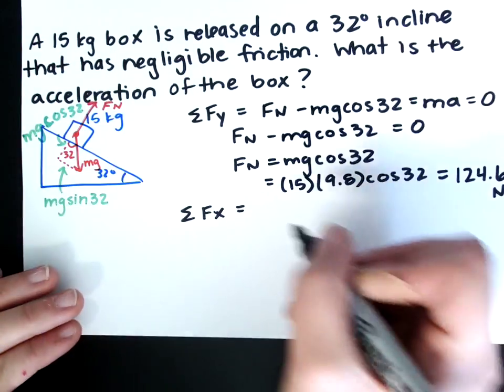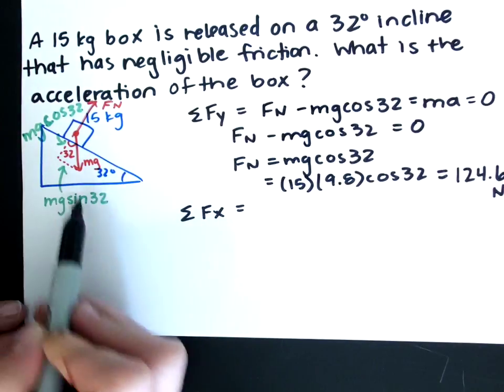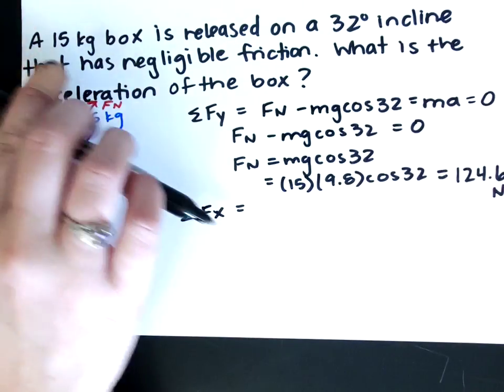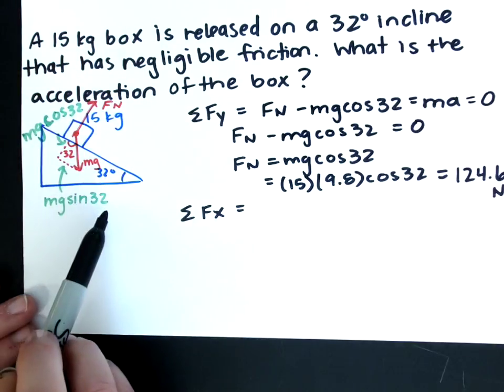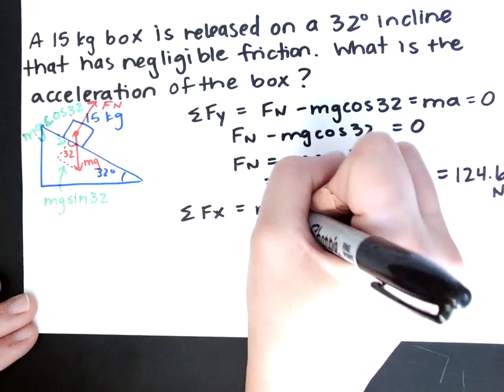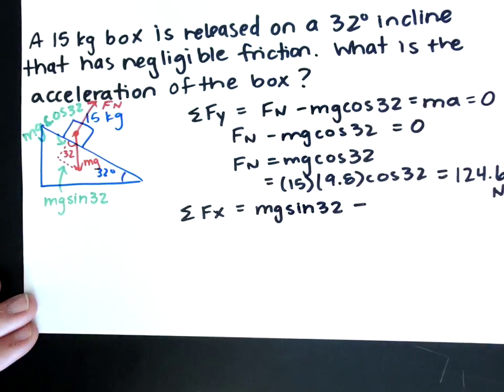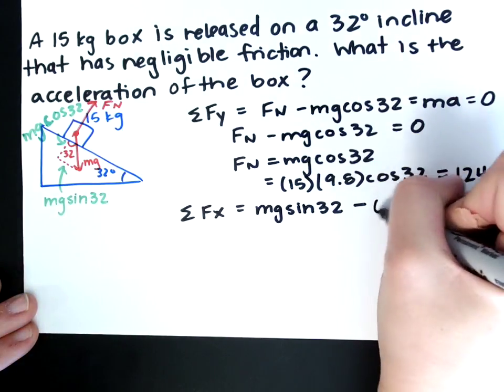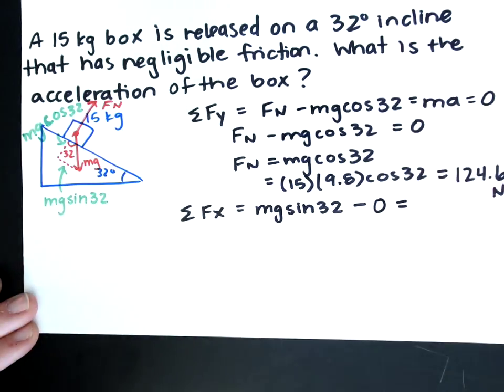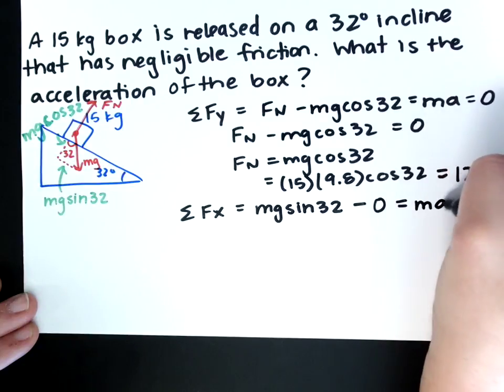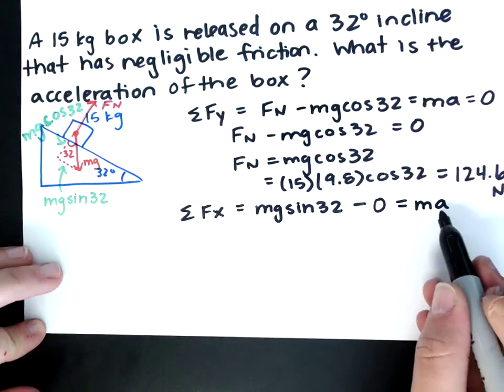Okay, and then in the x direction we have, well, the box is going to be sliding downwards, so that means mg sine 32 is our positive. Minus, is there a minus? No, so we don't have another force here. I'm just going to say it's 0. Okay, and then we have ma. And it's accelerating in this direction, so there is an acceleration.